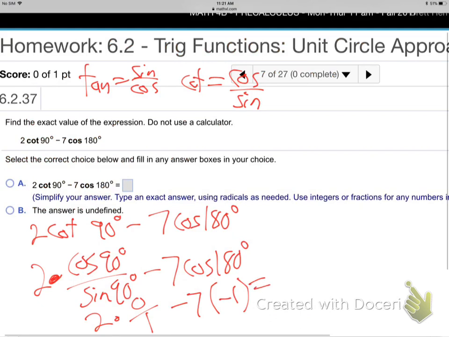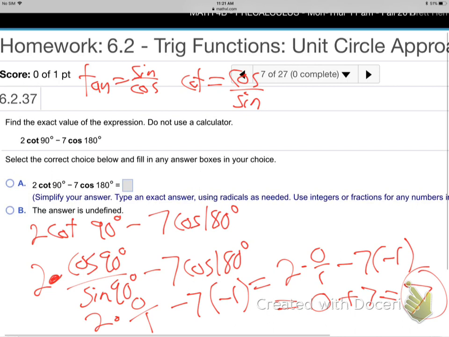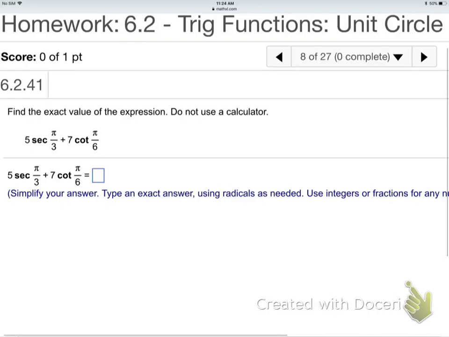So what do we get? 2 times 0 over 1 minus 7 times negative 1. That's 2 times 0, which is just 0, plus 7, 7. Is that making sense? You all good with that? Questions I can answer? All is well? Okay, so try that one.